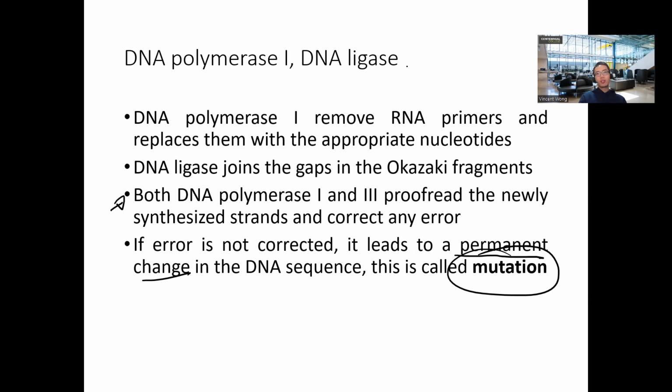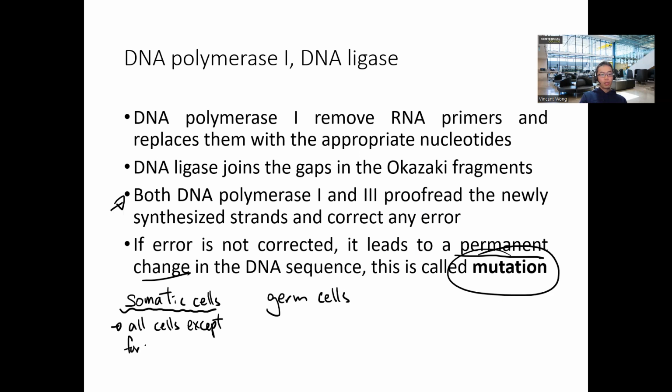Now we're going to talk more about mutations next, in lecture number 7. We have a whole section on it. But in our body, we have two types of cells. We have somatic cells, and then we have germ cells. Somatic cells are basically all cells in the body except for sex cells, except for sperm and egg. Whereas germ cells, they are the sex cells. They are the sperm or the egg.